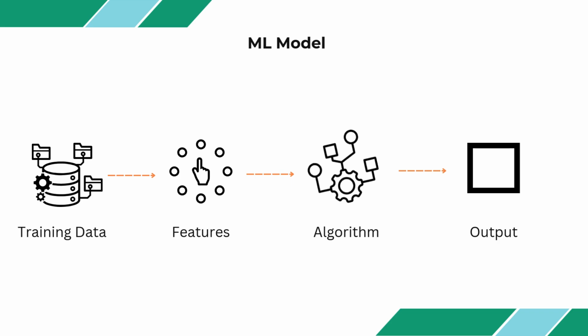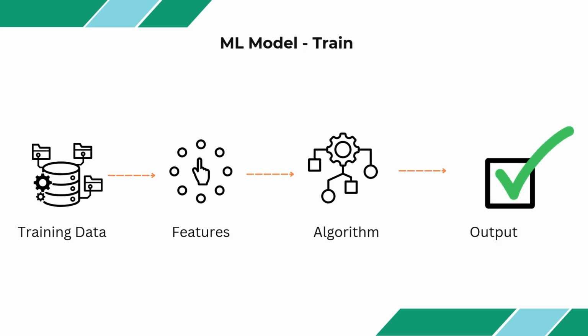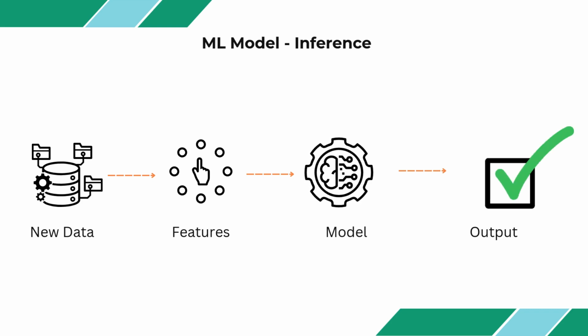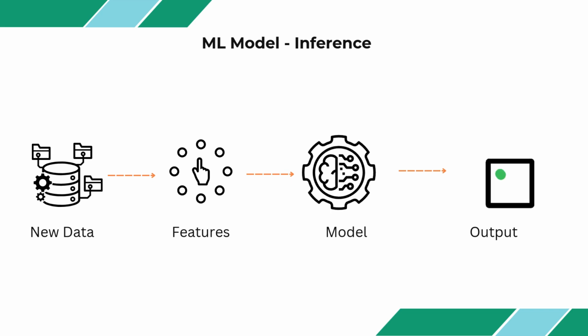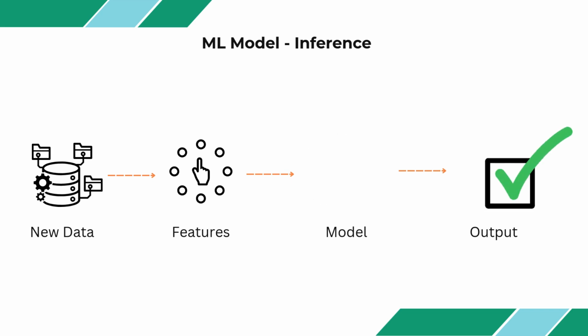Once trained, the model can make accurate predictions with new data it hasn't seen before. This process is called inference. We'll learn more about inference in future lectures, but this is how an ML model is created and then used in production to make accurate predictions.